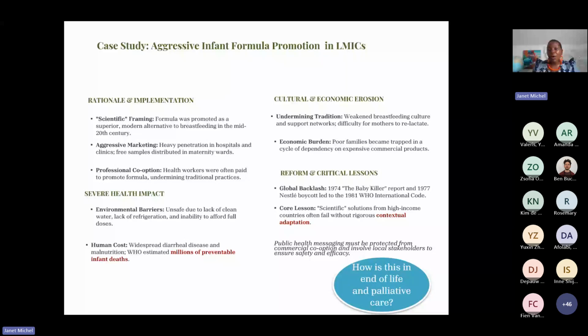I don't know how often you see this in palliative care and end of life care. You can jot that in the comments.